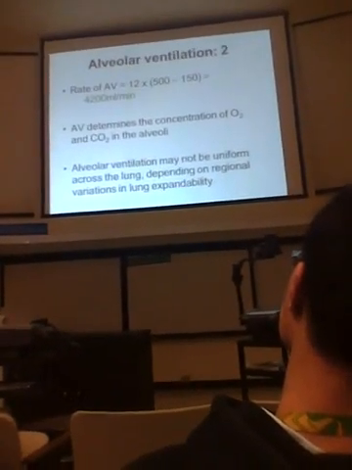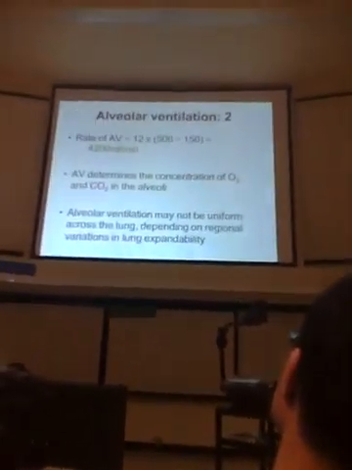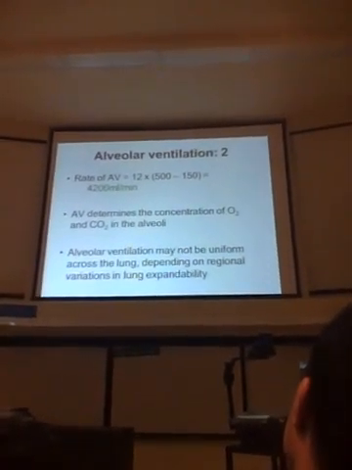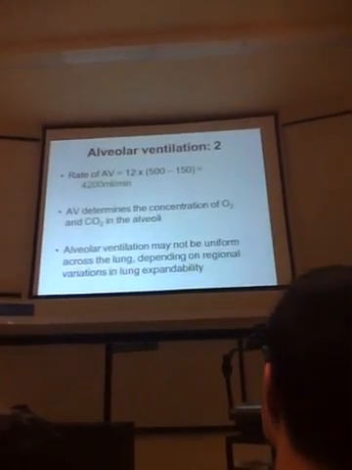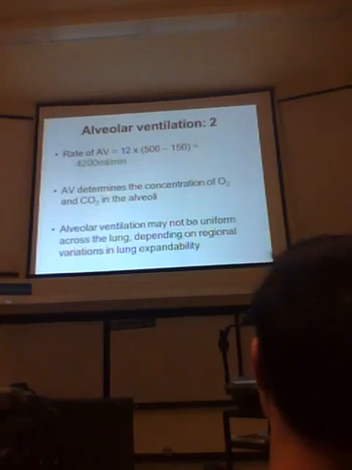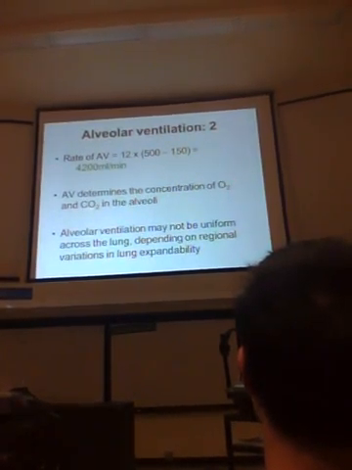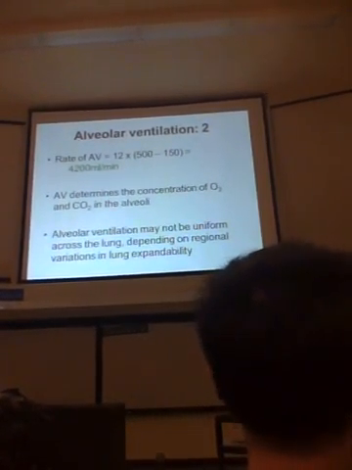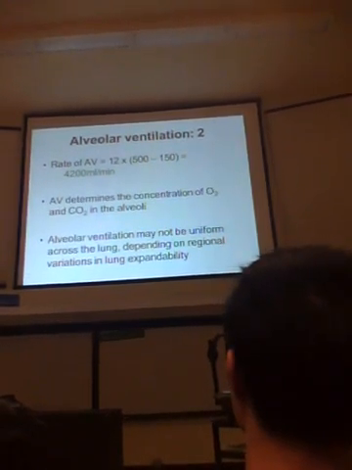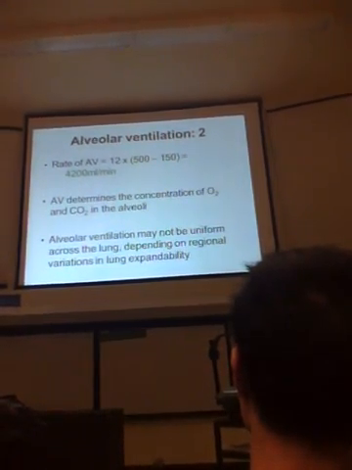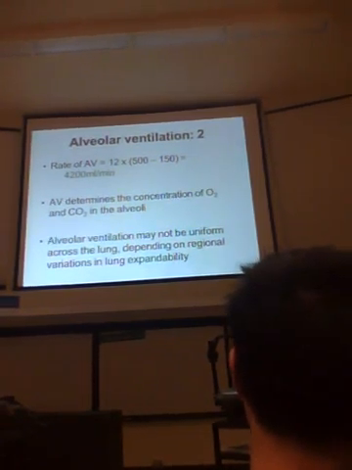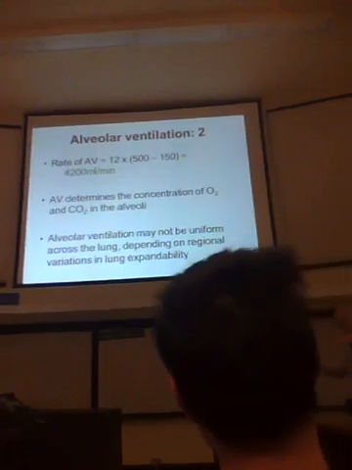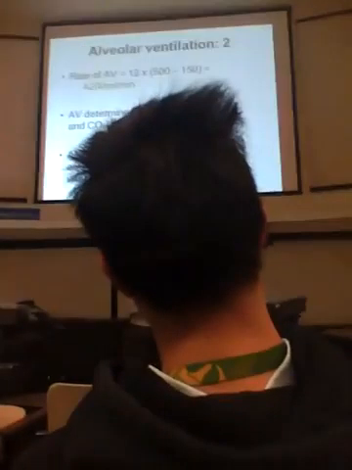The alveolar ventilation determines the concentration of oxygen and carbon dioxide in the alveoli. Now we're beginning to get to the nitty-gritty of respiration, the gas exchange. And here's the thing: the alveolar ventilation may not be uniform across the lung. It depends on regional variations in lung expansibility. Here's something I haven't talked about. One lung here and one lung on the other side, and we're talking about air going in and air going out.